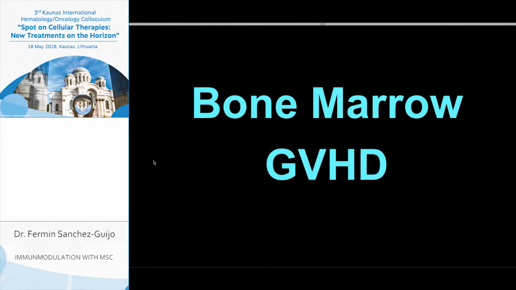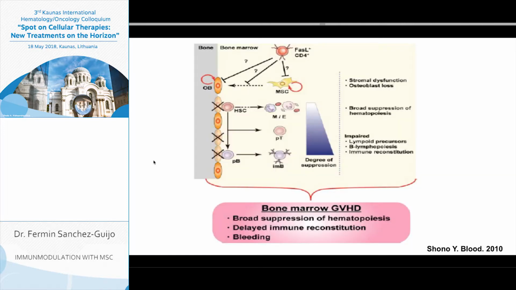In the second part of my presentation, I would like to draw your attention to a relatively new concept, that is bone marrow GVHD. I mentioned at the beginning of my presentation that the stromal cells remain of host origin, and they are also a target of the donor T cells. And this concept is called bone marrow GVHD.